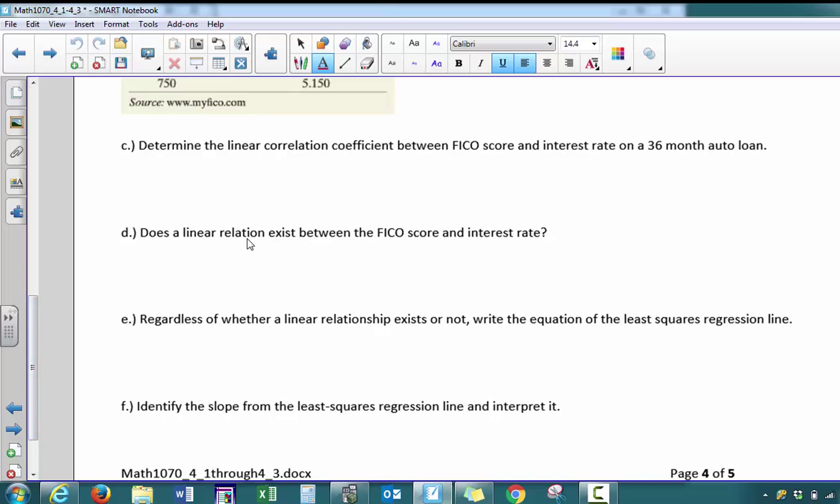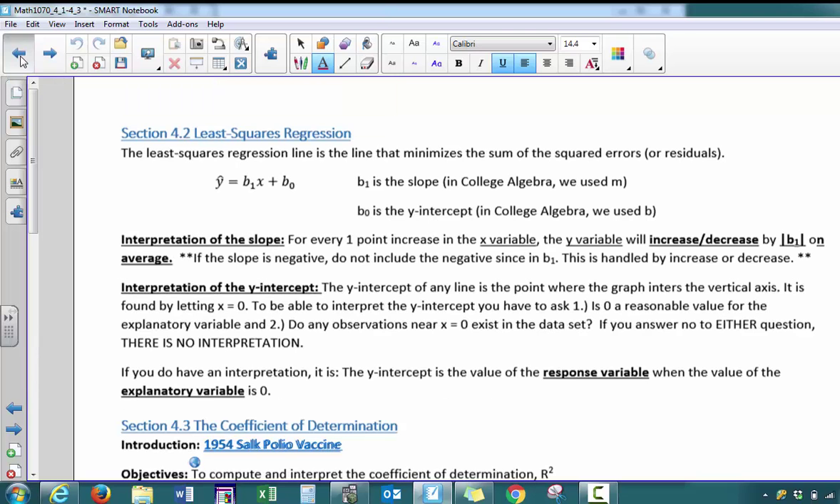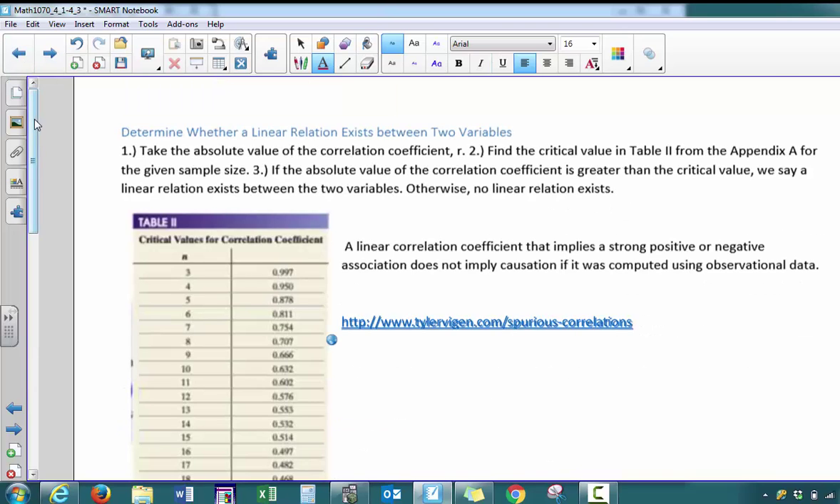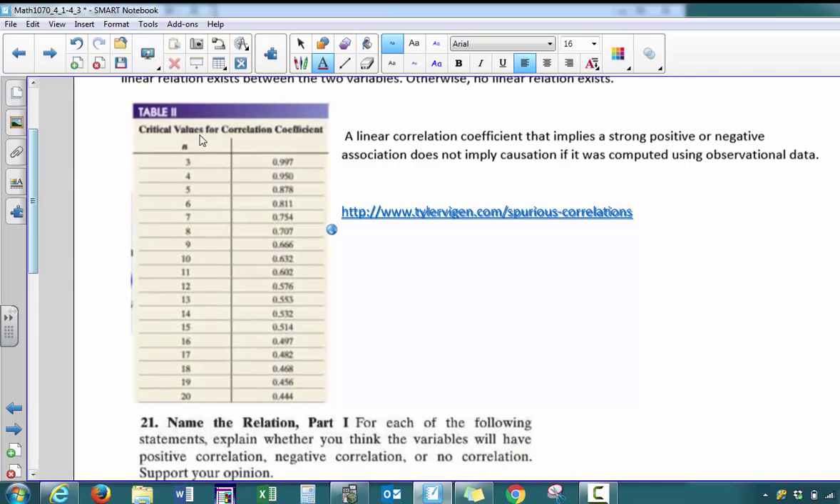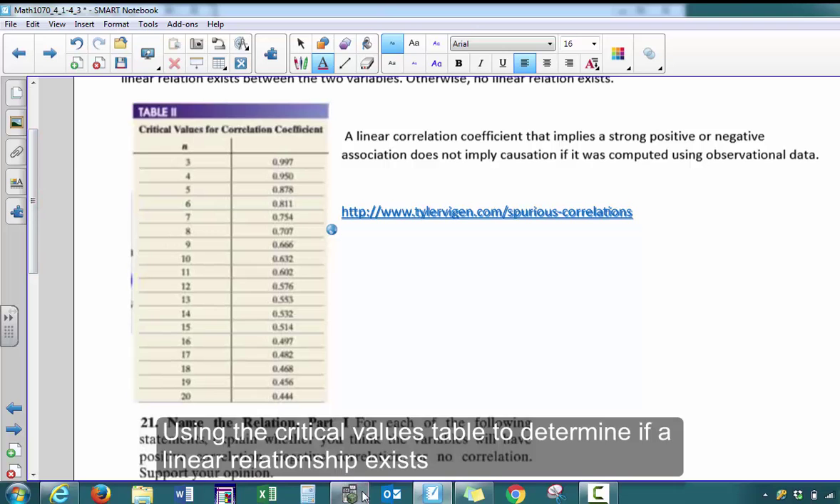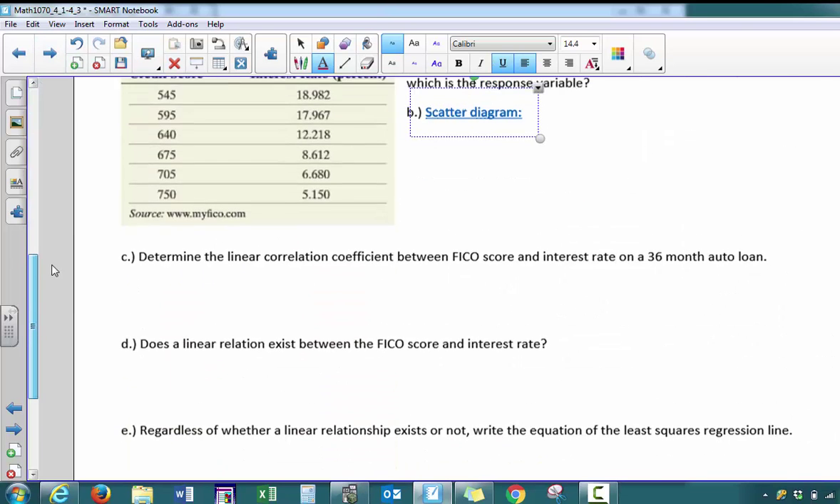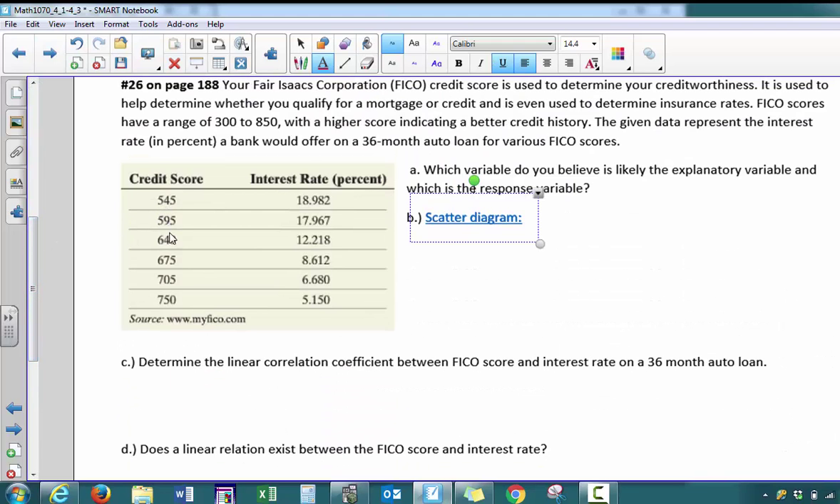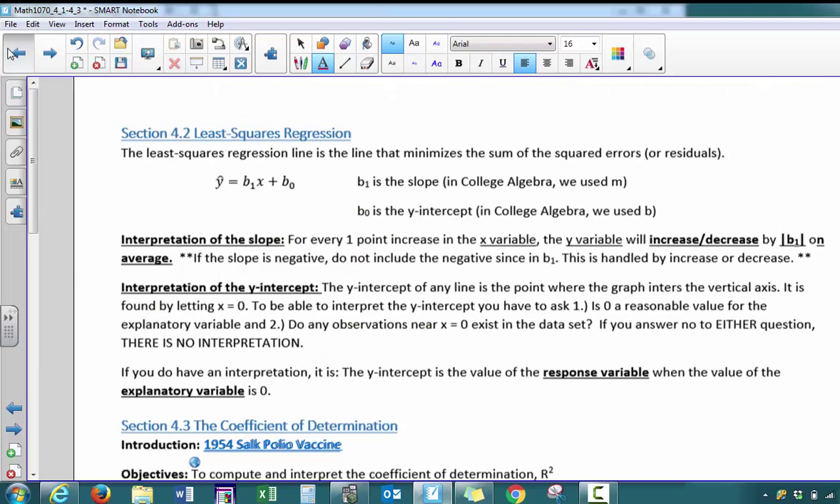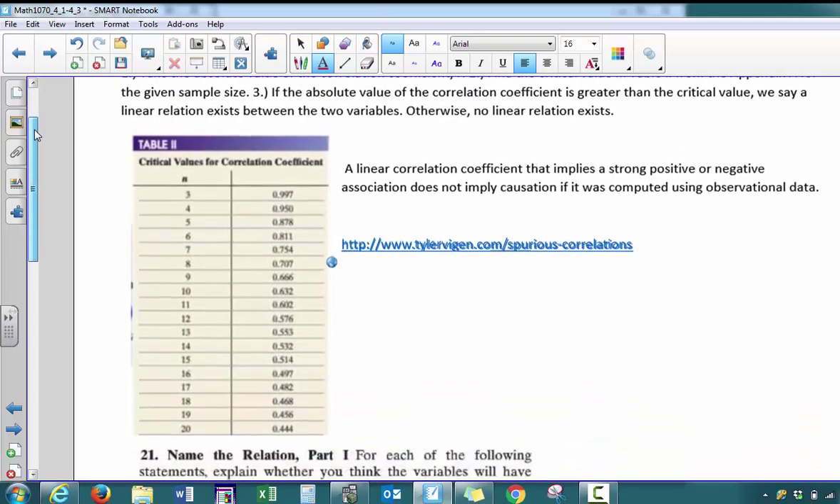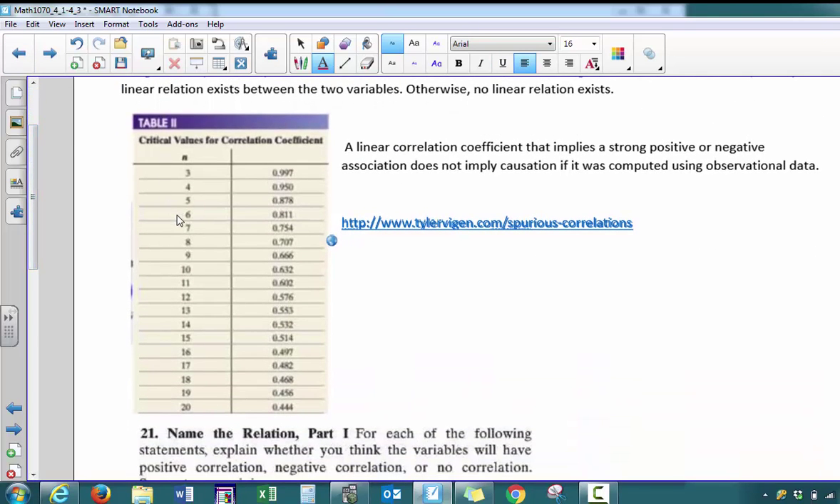Does a linear relation exist between the FICO score and interest rate? In order to definitively say, we have to use our critical values table. So, in our data set, we had 6 observations. Our sample size is 6. So we go and look at our critical values table. We look at a sample size of 6, and the value to beat is 0.811.